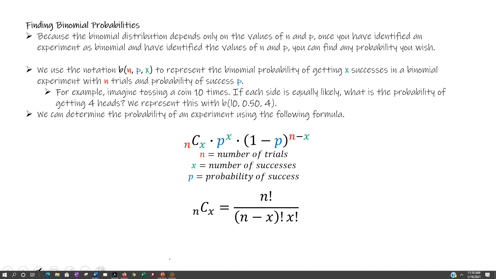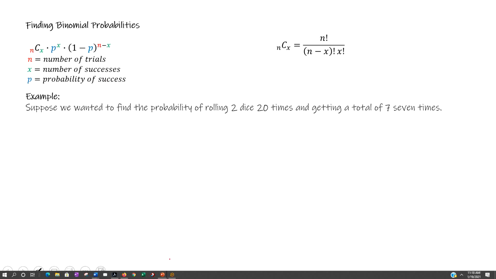I'll work you through one more problem just so you remember how to do it. What I'm going to do is roll 2 dice 20 times. We're going to try to get a total of 7. So when we go through what we have, our number of trials is 20. We're going to roll the dice 20 times. The number of successes we're looking for, our X value, is 7. It's unfortunate that they're the same, but we want to get a total of 7, 7 times. We want to have 7 successes.